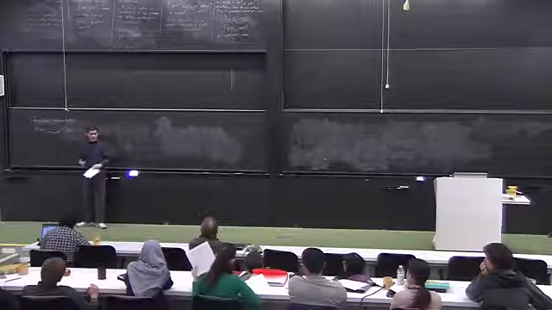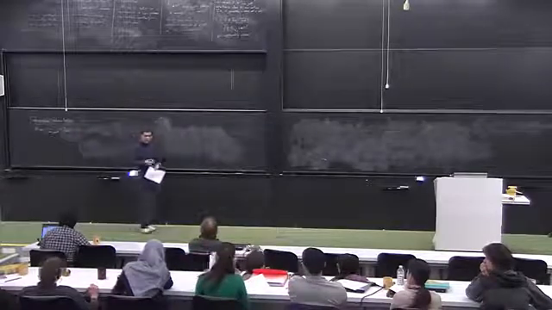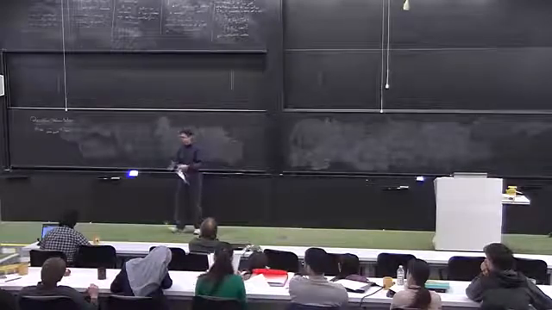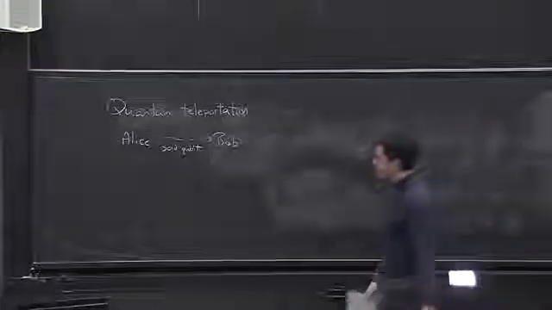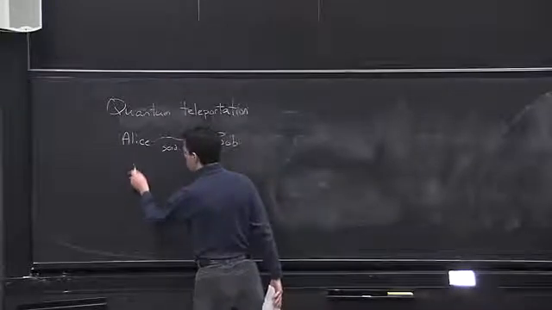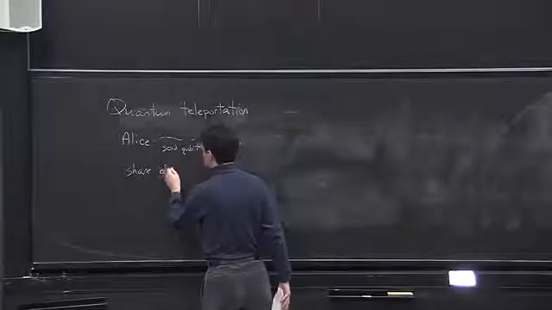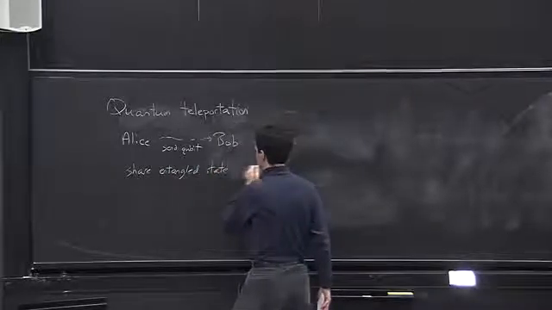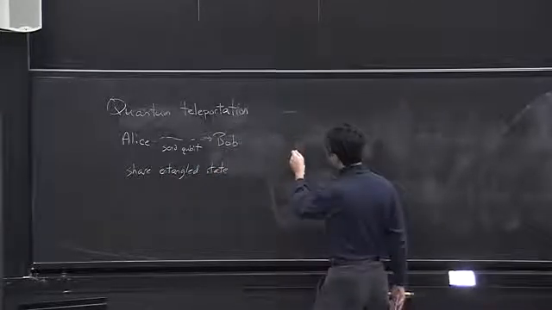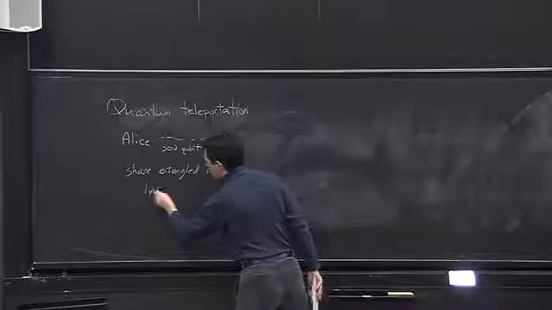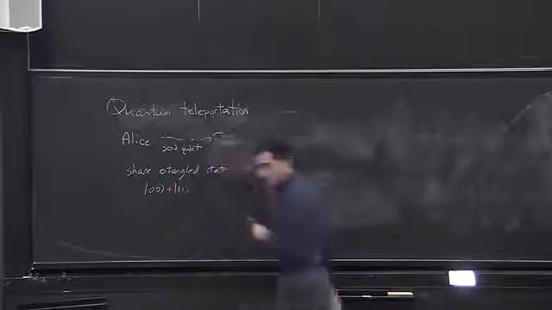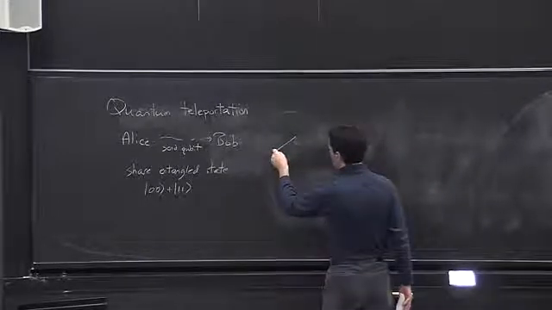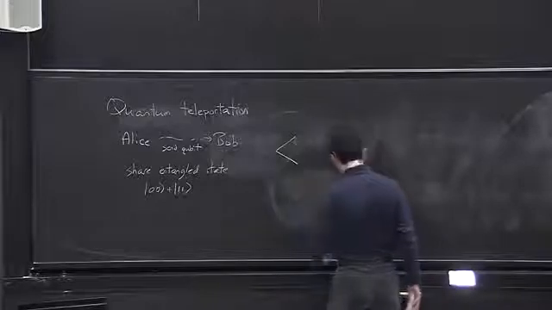Luckily, Alice and Bob have been in close contact sometime in the past. And so they do share some quantum resource. They share an entangled state. And so in particular, they share the state |00> plus |11>. Okay? And we saw last time that they can create this state.